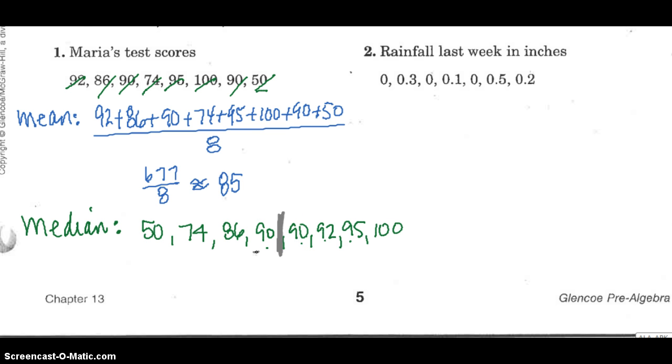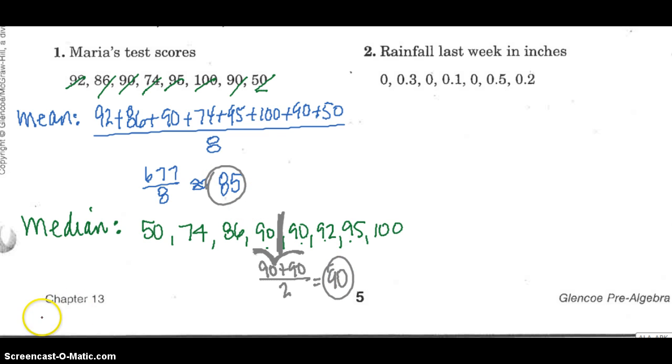So what it says to do when you have an even number is to find the average of the two middle terms. So had these been numbers other than the same number, I'd need to add them together and divide by 2. Well, we all know, I hope, 90 plus 90 divided by 2 is going to give us 90. So our median is 90. So we're comparing our mean, which was 85, and our median, which is 90.